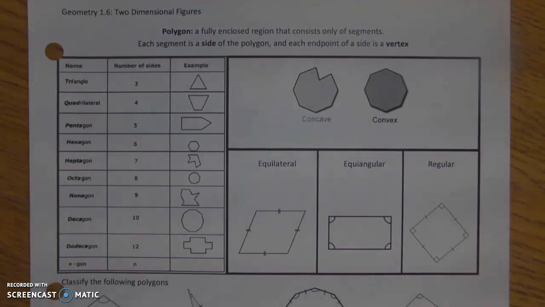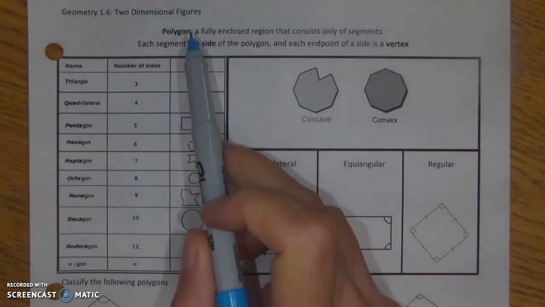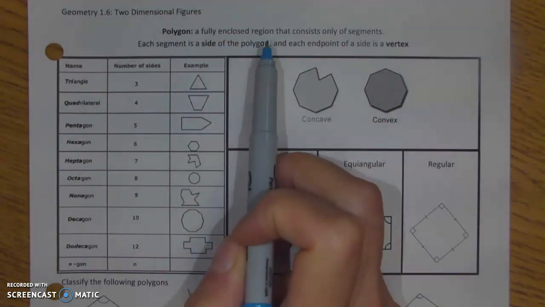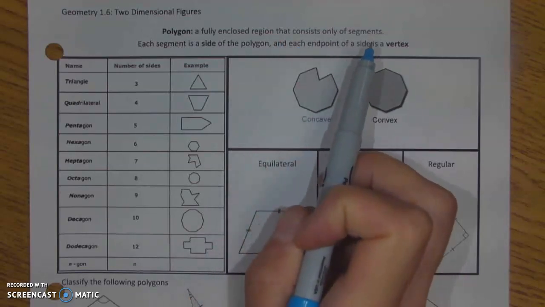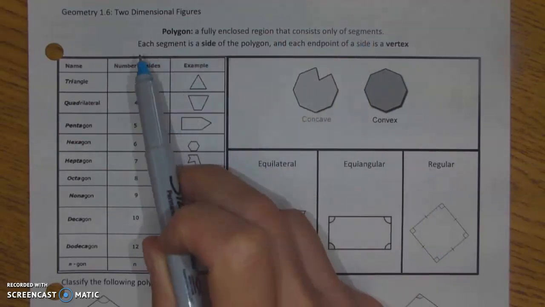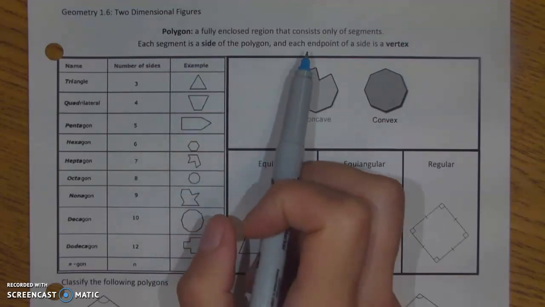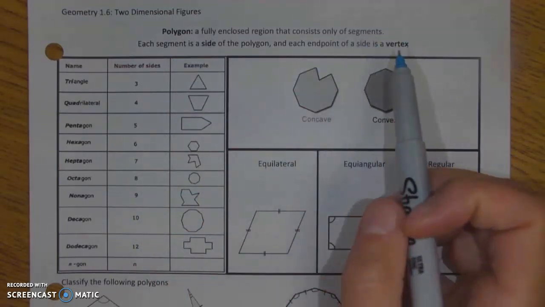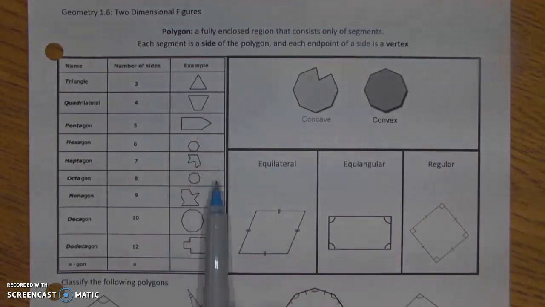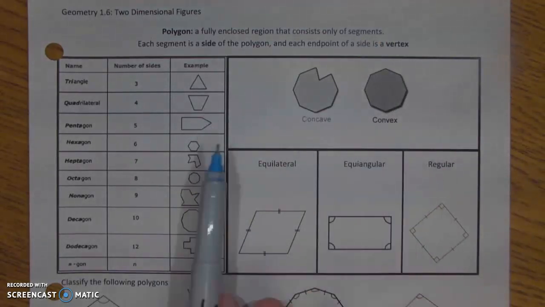There are a lot of different definitions of polygons, but the one that we're going to work with is this. It's a fully enclosed region that consists only of segments. And in this, that means that each segment is going to be called a side of the polygon, and each endpoint of a side is a vertex. Now, all the figures that you see here are polygons.